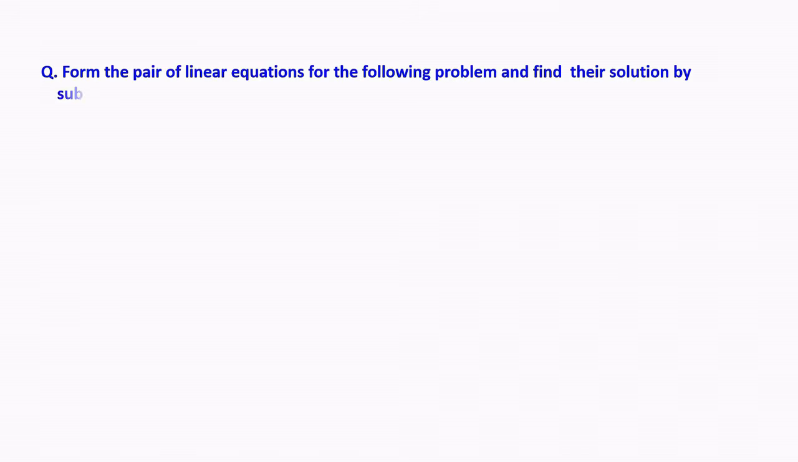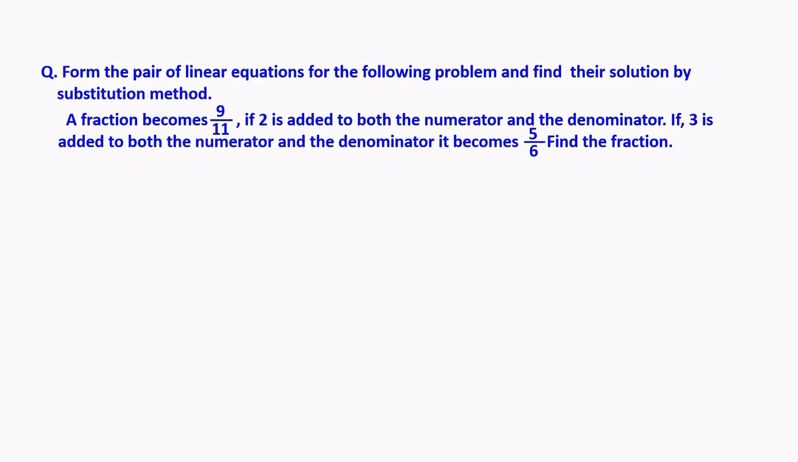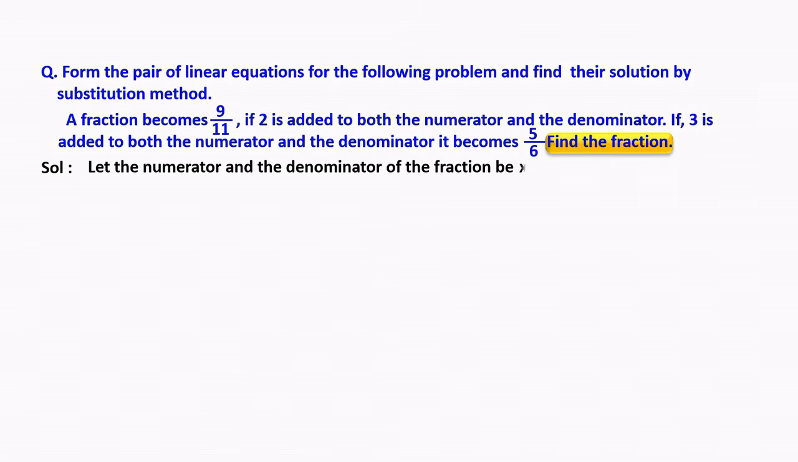Let us read the question carefully. A fraction becomes 9 by 11 if 2 is added to both the numerator and the denominator. If 3 is added to both the numerator and the denominator, it becomes 5 by 6. We need to find the fraction. First, let us assume the numerator as x and the denominator as y, where y is not equal to 0. So, the original fraction is x by y.